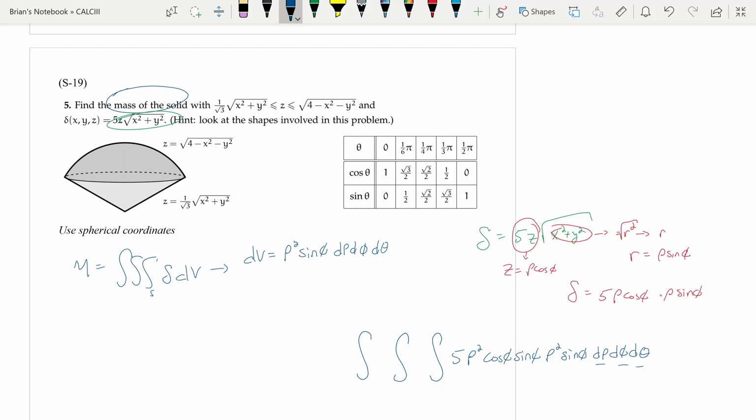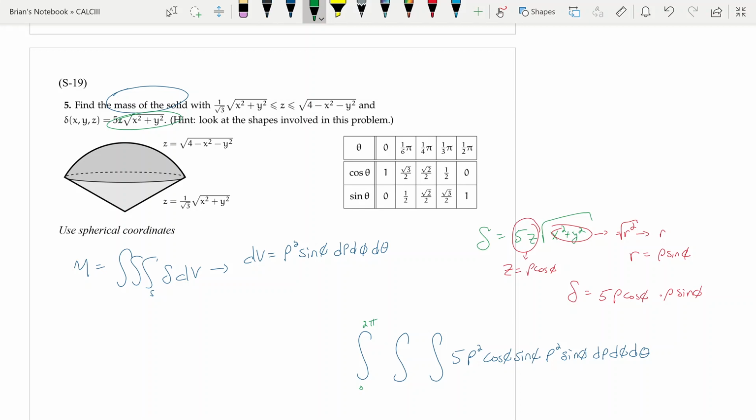We need to find those bounds so we can solve this integral. And that's usually the trickiest part of these problems, finding those bounds. So let's look at it. Can we do theta right away? I would say that we can. That one's pretty simple, 0 to 2 pi, right? Awesome. Can we do rho right away?